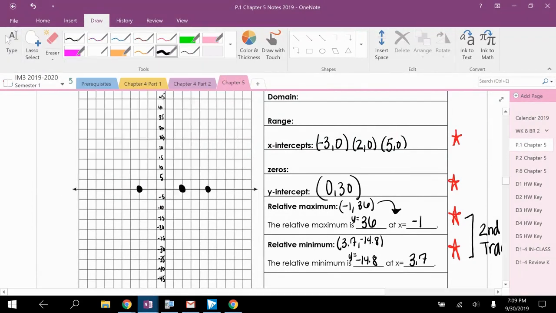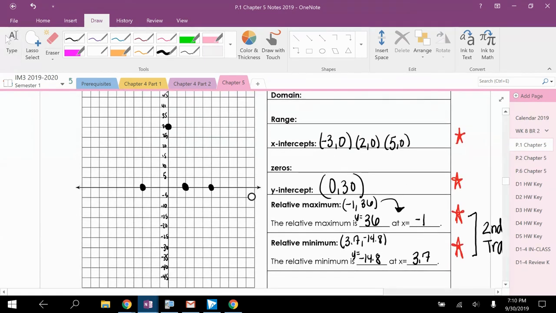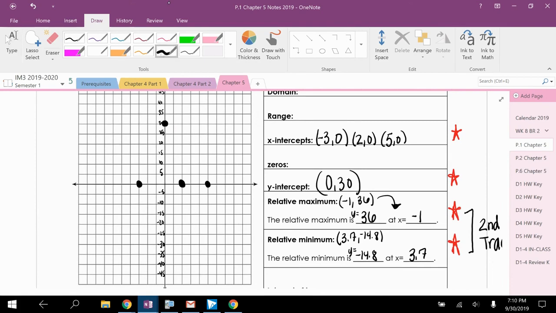So I'm going to go ahead and put that y-intercept now at 0, 30. So it's going to be all the way up here. Okay, so we did the x-intercepts. Okay, we did the y-intercept. So now we're going to move on to the relative max point. So at -1, 36. So let's go ahead and graph that. -1 up 36 would be somewhere around maybe right here.